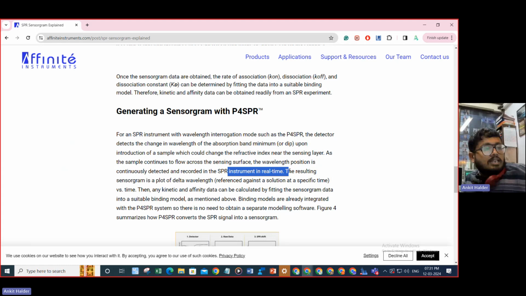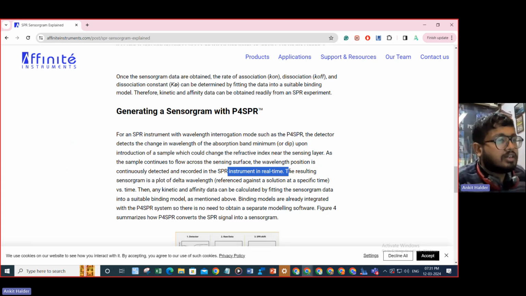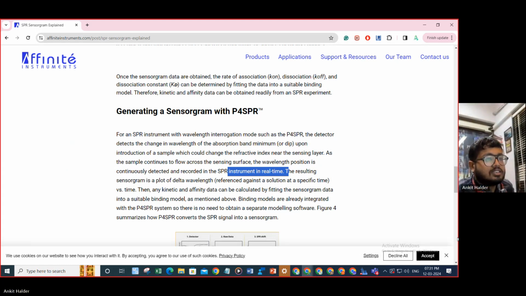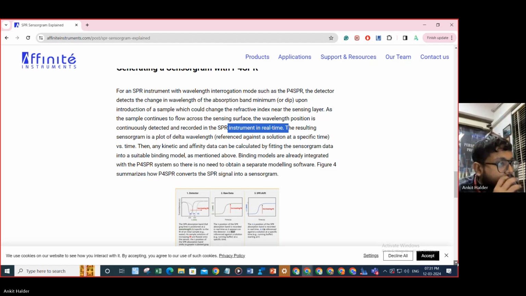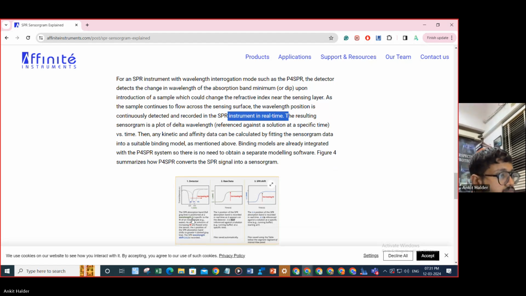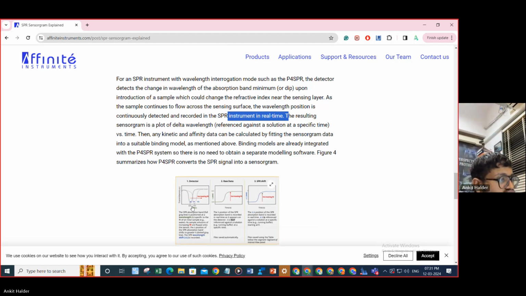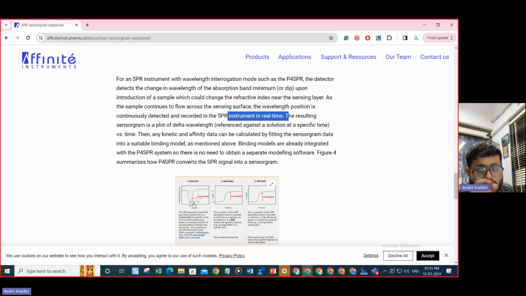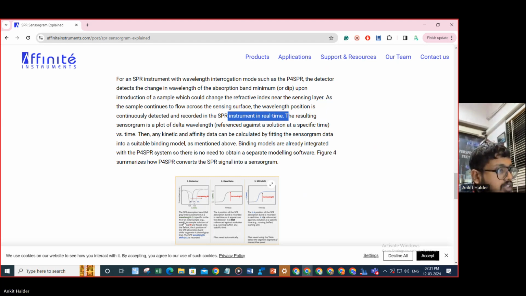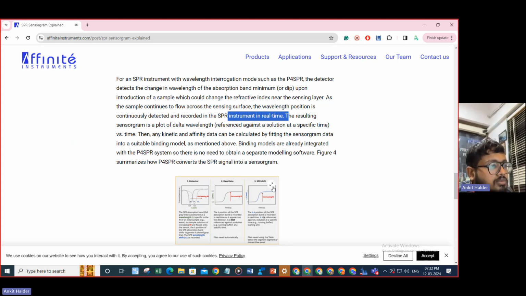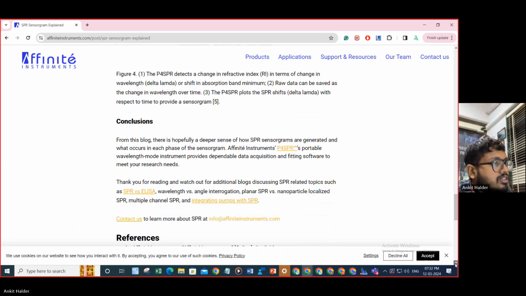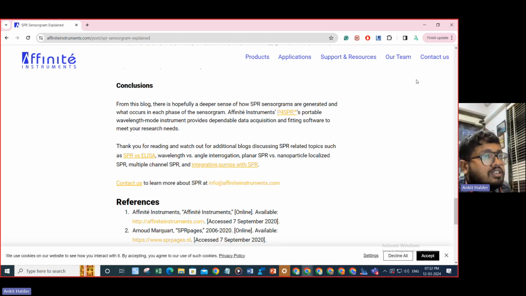Fitting the sensorgram into a suitable binding model, as mentioned above. The change in the shift of the wavelength of the index is specific to the samples, and then this shift is converted to raw data, the SPR shift, the change in the shift.